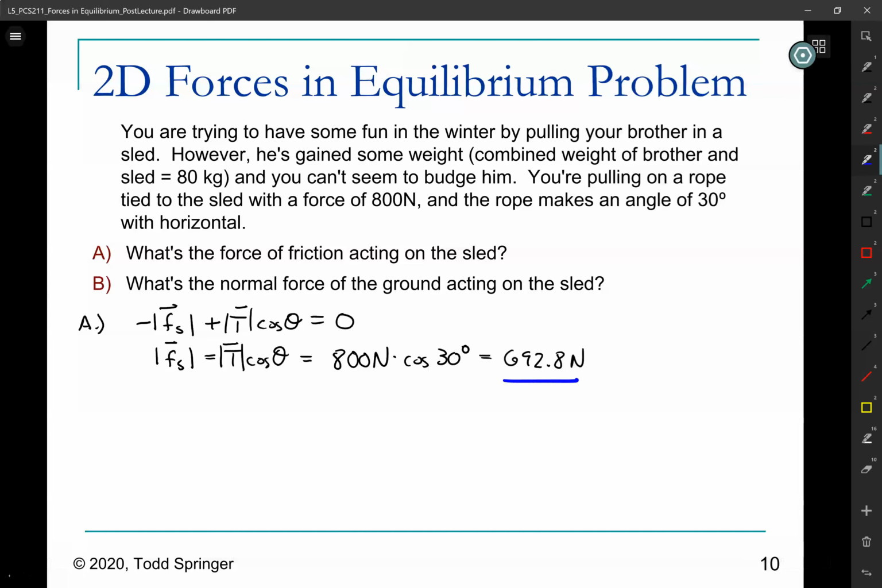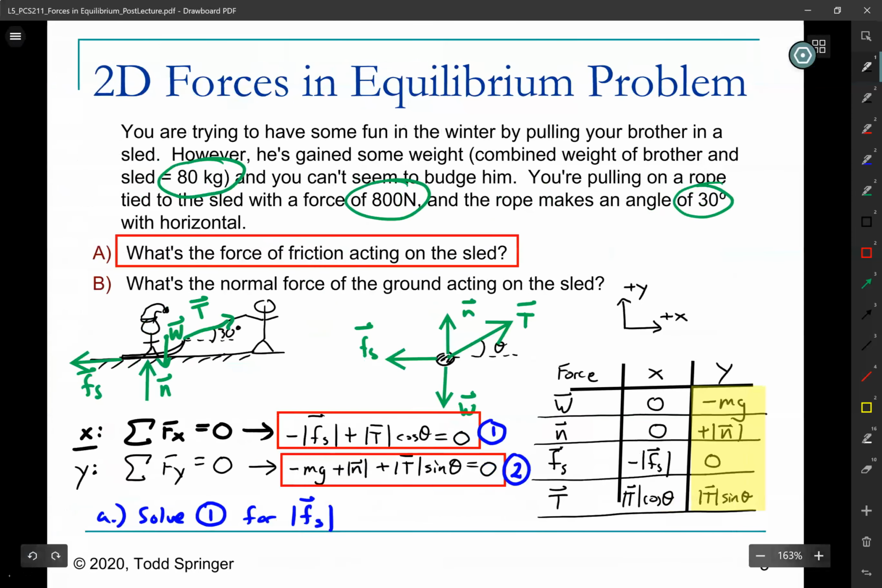Now the question's a little bit vague. It just says, what is the force of friction? So what I'm doing here is actually solving for the magnitude. But if you wanted to be really precise, you could say the static friction force is equal to minus 692.8 newtons i hat. And that was with this coordinate system that I chose, plus x, plus y. So the magnitude is 692.8. The direction is in the negative x direction, according to the picture here. You can see that this static friction force is pointing in the negative x direction, which is why I put a minus sign on the component there.